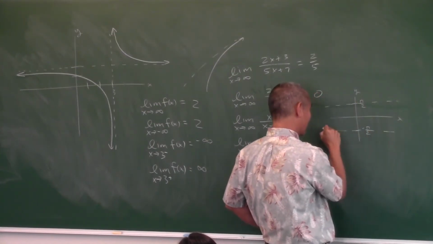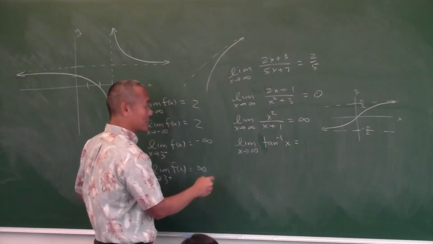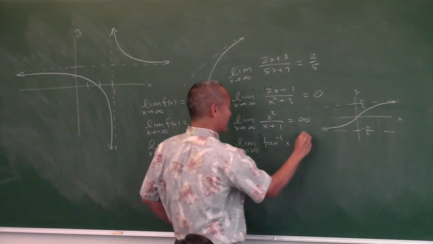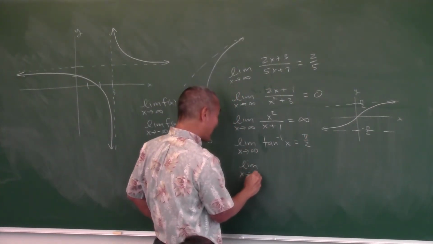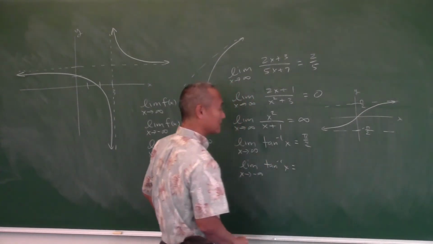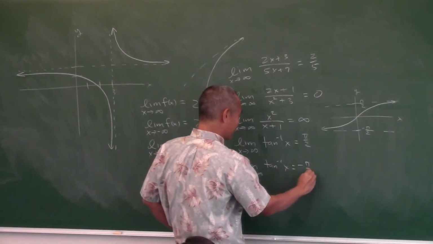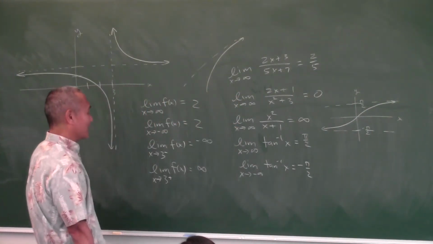This is what the graph of tan inverse looks like. So what is the limit as x approaches infinity? Pi over 2. What's the limit as x approaches negative infinity of tan inverse x? Negative pi over 2. Of course, if you have the graph, it's easy.